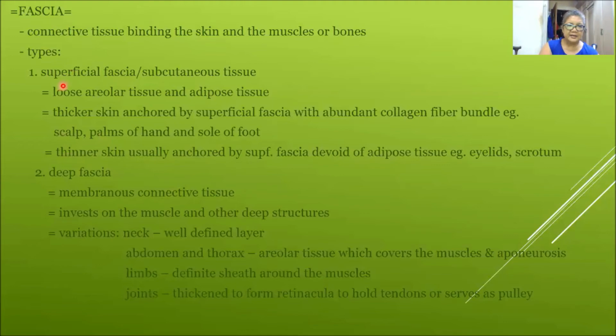Then the second type is your deep fascia, which is a membranous connective tissue. This invests the muscles and other deep structures. Now, in the neck, the deep fascia is well defined. Understandable, because in the neck there are so many significant and big blood vessels and nerves coming from the brain.